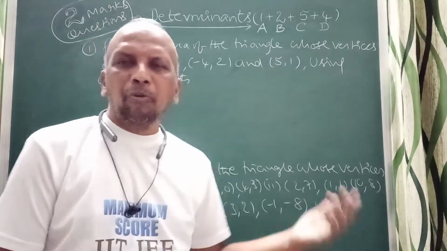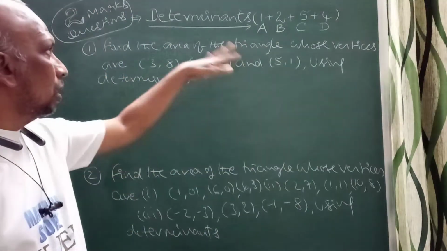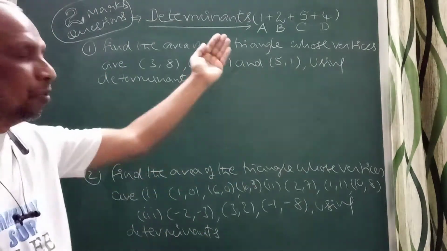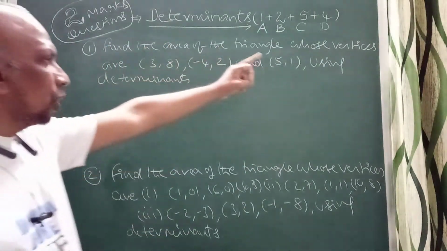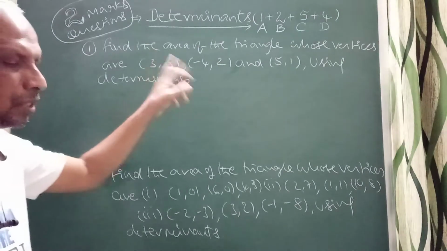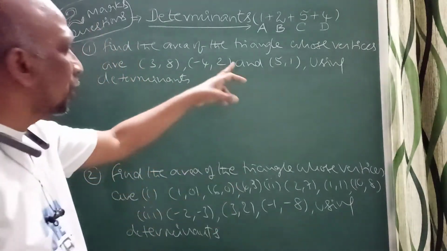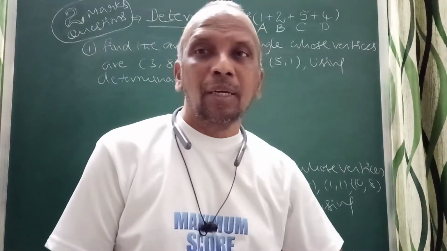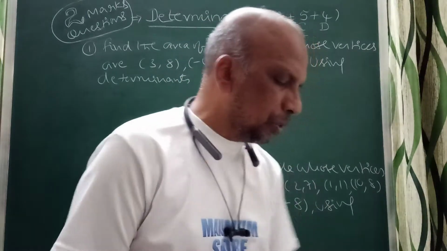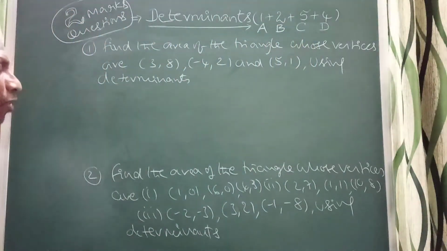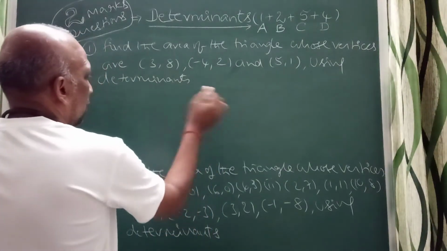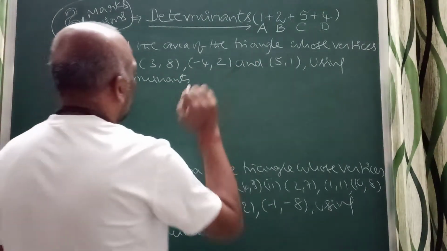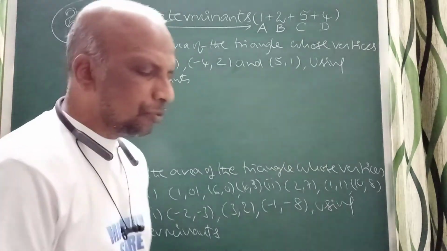Just before, I uploaded a video yesterday with all the 1 mark questions. Now today I will do the 2 marks questions. Now you can see they are asking: find the area of the triangle whose vertices are (3, 8), (-4, 2) and (5, 1) using determinant method. Find the area of the triangle using determinant method means we have a formula. They are asking the area of the triangle.